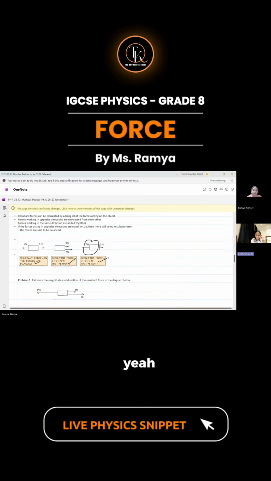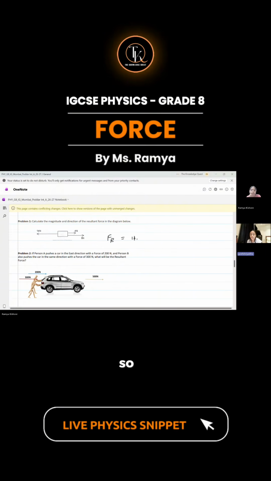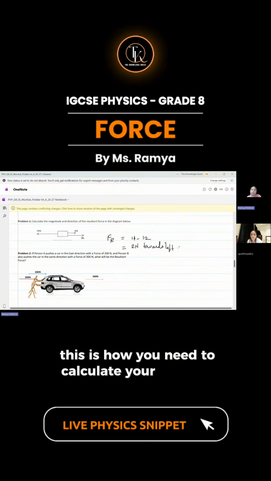All right? Can you try this, Shreya? Calculate the magnitude and direction of the resultant force in the diagram below. 4 plus 8 is 12, so 14 minus 12 is 2. So the resultant force is 2 Newton towards left. So this is how you need to calculate.